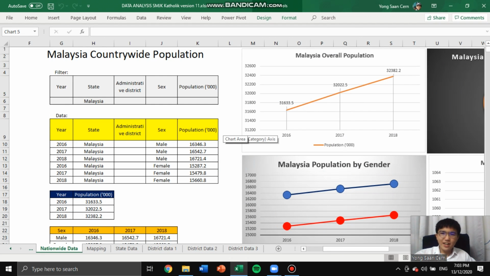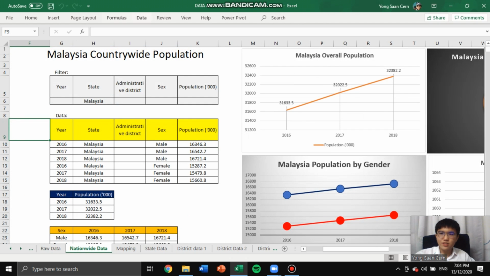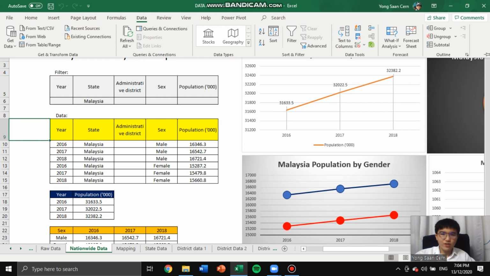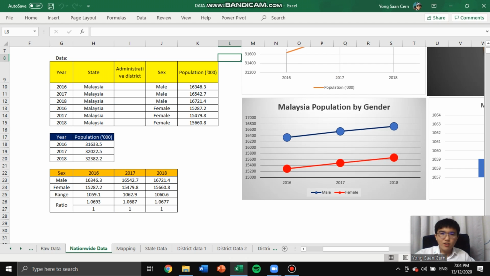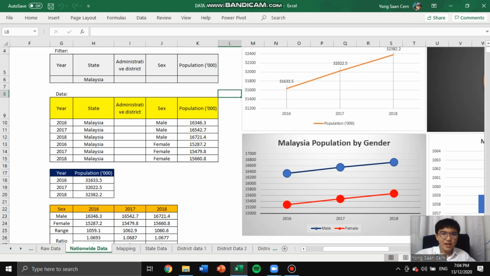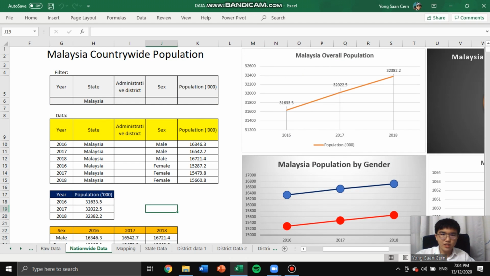So this is the Malaysia country-wide population. To get this data, we filtered the raw data given by the organizer, and then we used the advanced filter function to get the data for Malaysia from 2016 to 2018, both male and female. After this, we compiled it into different tables to show different charts and graphs. For the years 2016 to 2018, we took the sum of both male and female of each year, and then we made this Malaysia overall population chart.